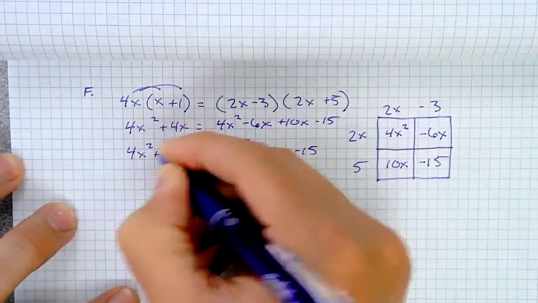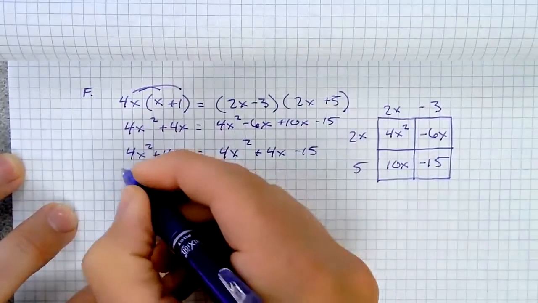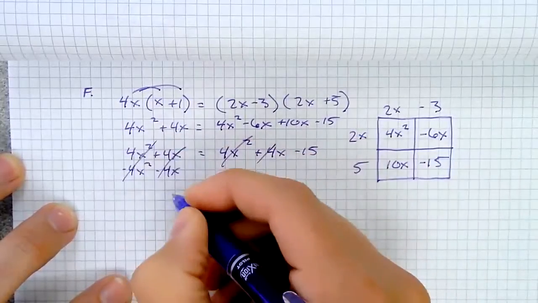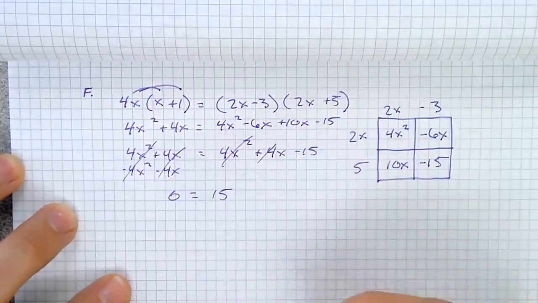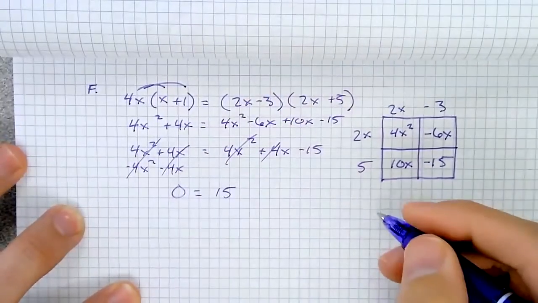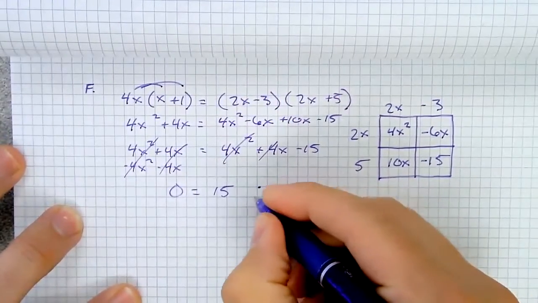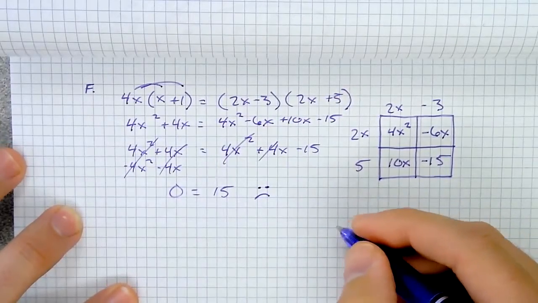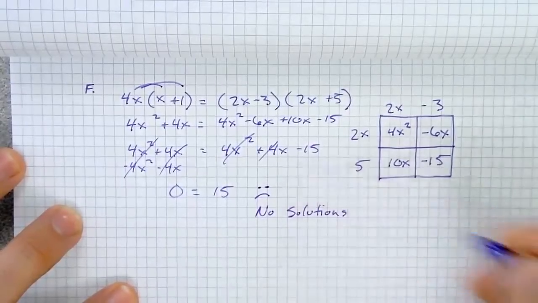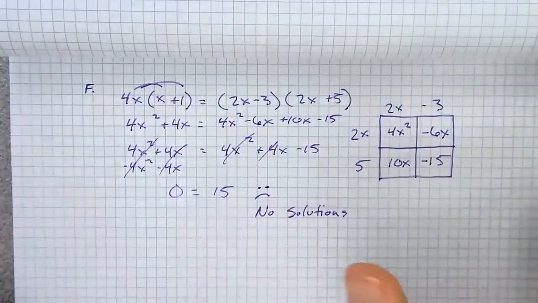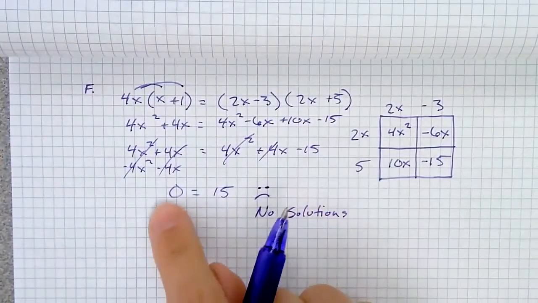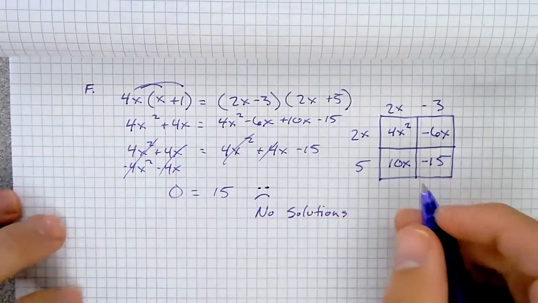So notice what's going to happen here. I move the 4x squared over. I can move the 4x over. Everything's going to cancel, and I get 0 equals 15. That's a 0, not a 6. Is that a true statement? It is not. 0 does not equal 15. So that means there are no solutions. So if all the variables cancel out and you get a true statement, it means the solution is all real numbers. If you do not get a true statement, that means there's no solutions.